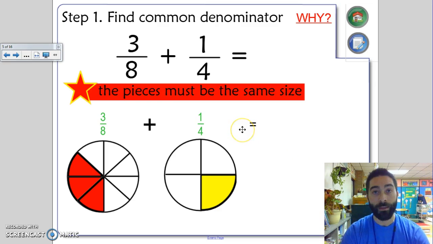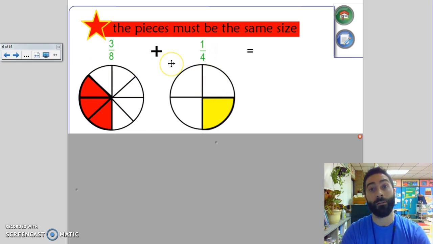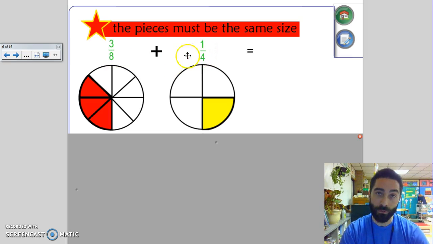Well, how do we do that? This is where equivalent fractions kick in. So understanding your equivalent fractions and remembering what we've learned about them, I'm going to look at eighths and fourths, and I'm going to notice that my lowest common denominator is actually eighths, because fourths can go into eighths. That means I can make my 1/4 into eighths. So that would make my pieces exactly the same size.